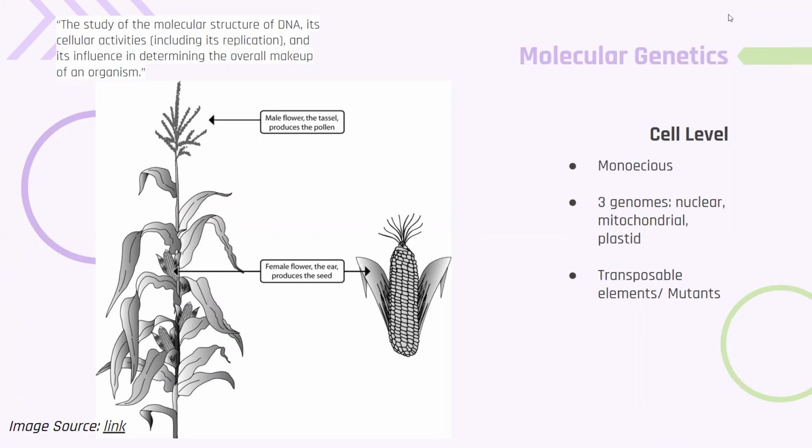So corn is monoecious, and so it can be duplicated when producing a plant on its own. But when you get farmers and scientists hybridizing them, they'll use any of the 3 genomes, which is nuclear, mitochondrial, and plastid, to insert specific genes that will provide desired traits. Another fact about the maize genes would be that there are many transposable elements that can produce mutants, but they can also get rid of mutants depending on the processes that these scientists take.